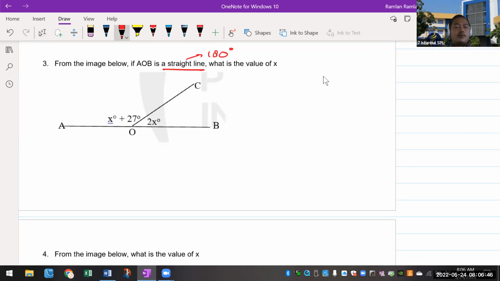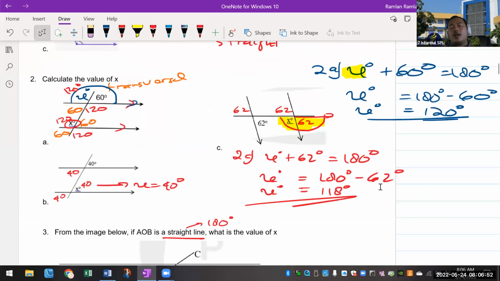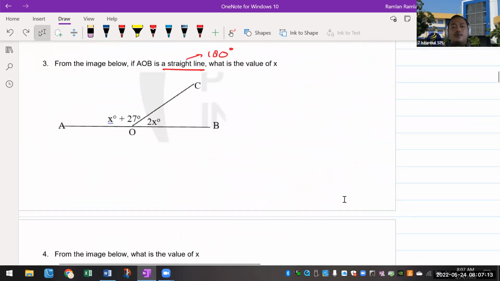So remember, guys, the concept is just that. The concept is the same as we did before for number 2A and number 2C, right? These two, if we combine them, will form a straight line. So logically, if I add the X and the 62, that will be equal to 180. The same concept as for number three.